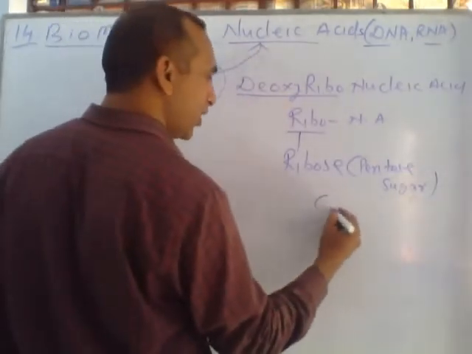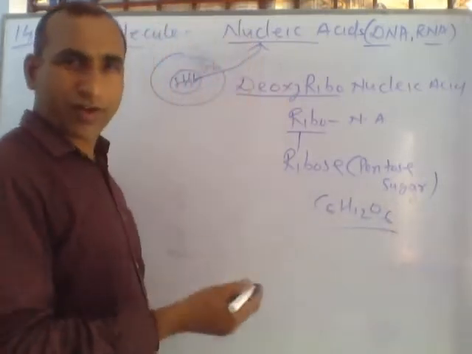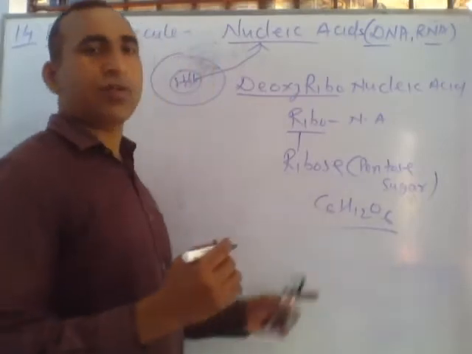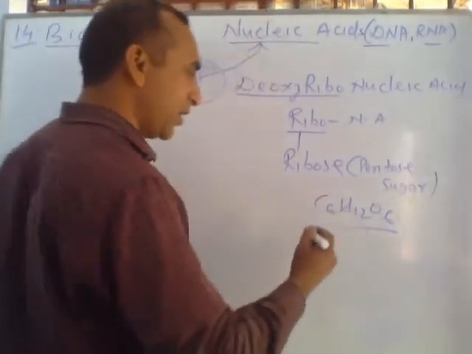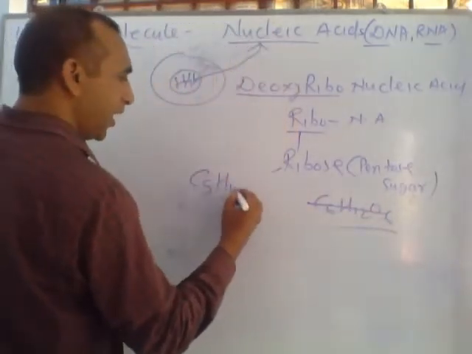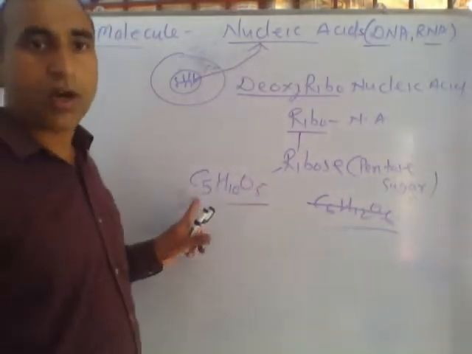What is the formula of glucose? C6H12O6. This is glucose. Fructose, galactose. These are hexoses because in glucose there are 6 carbons. If we use 5 carbons, then what will happen? This compound forms C5H10O5. This is called ribose.